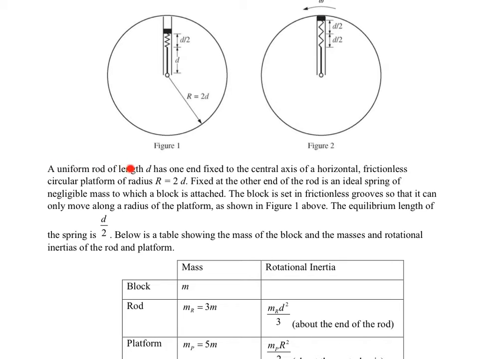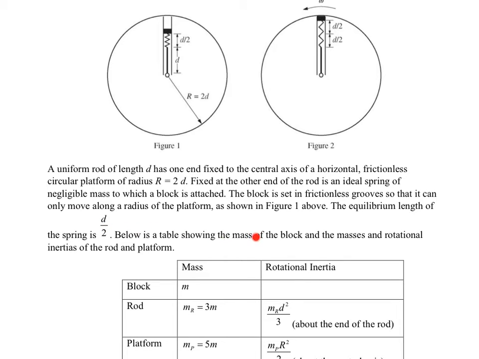A uniform circular rod of length d has one end fixed to the central axis of a horizontal frictionless circular platform of radius r equals 2d. Fixed at the other end of the rod is an ideal spring of negligible mass to which a block is attached. The block is set in frictionless grooves so it can only move along a radius of the platform, as shown in figure 1 above. The equilibrium length of the spring is d over 2.